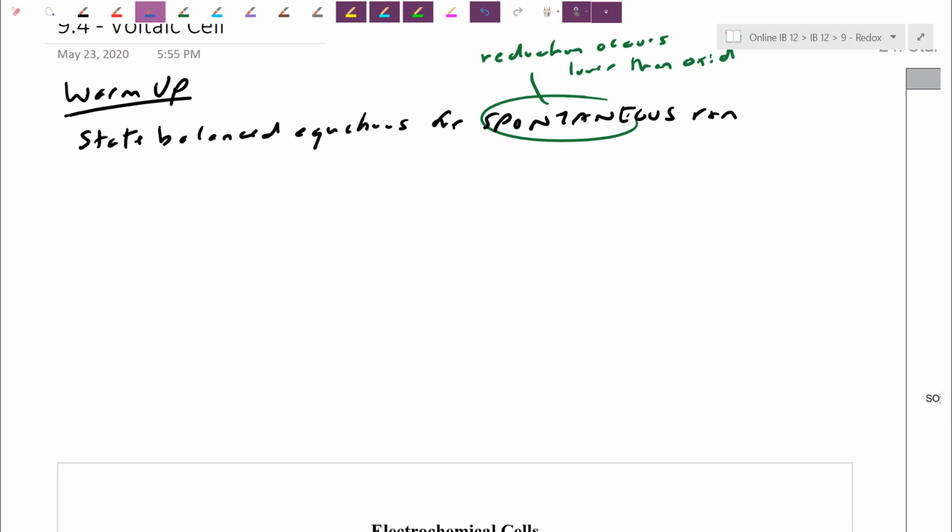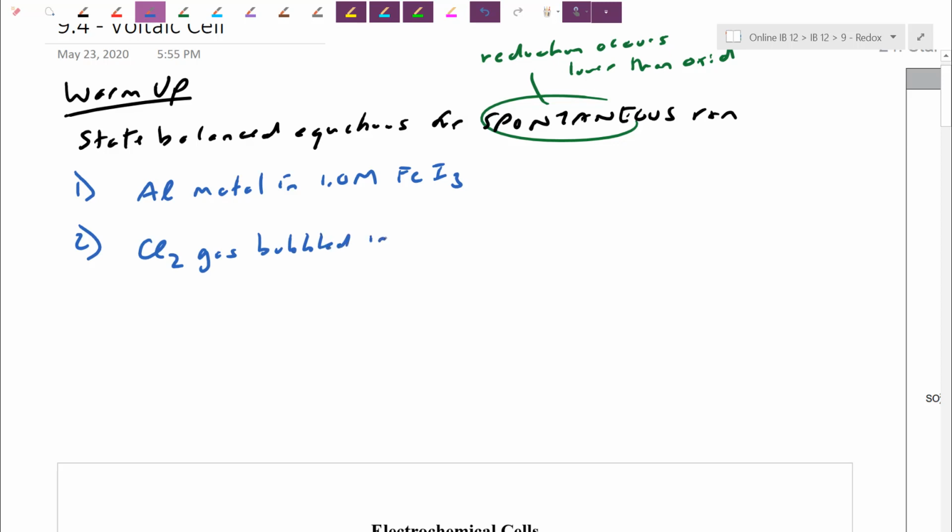So first step, I'm going to give you a mix. 1, aluminum metal is placed in a 1 molar solution of FeI3. 2, let's do a reaction where I bubble chlorine gas into 1 molar NaBr. And let's do one more, 3.